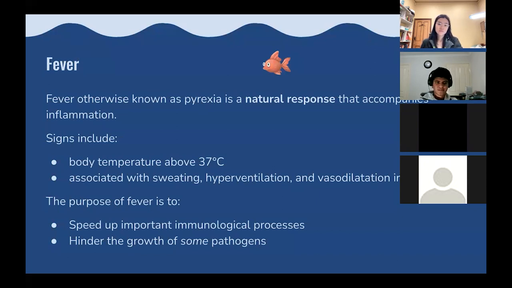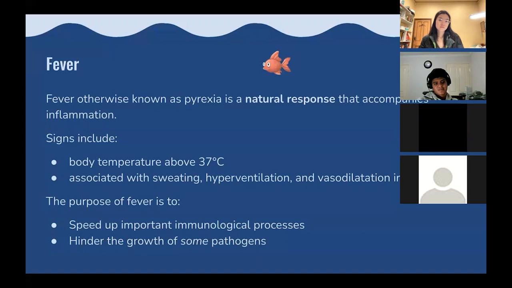So it's usually associated with sweating, vasodilation, which is causing redness, and hyperventilation, because your body is trying to lower the body temperature. It's similar to how when dogs get really warm, they start to pant. It's the same thing when people are hyperventilating, they're trying to release heat from their body.